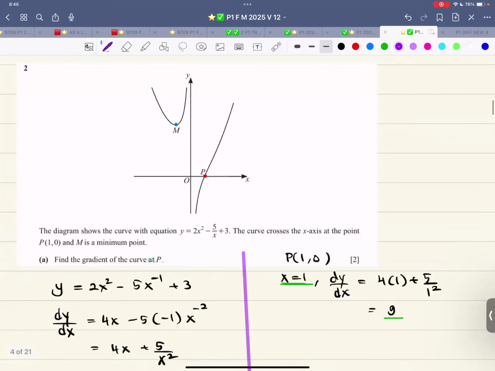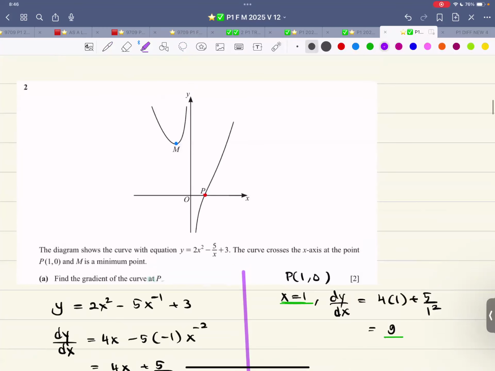So 2 questions are done. This thing is about differentiation. So this is about differentiation.